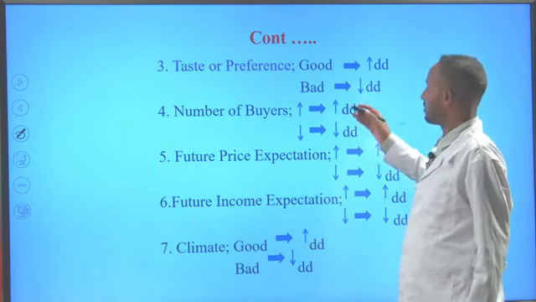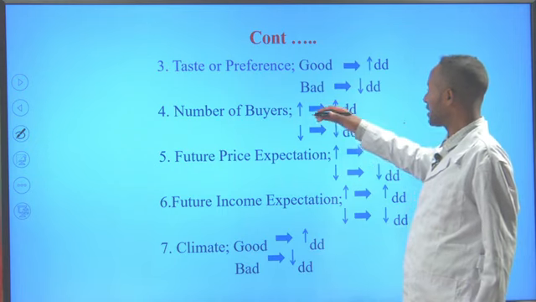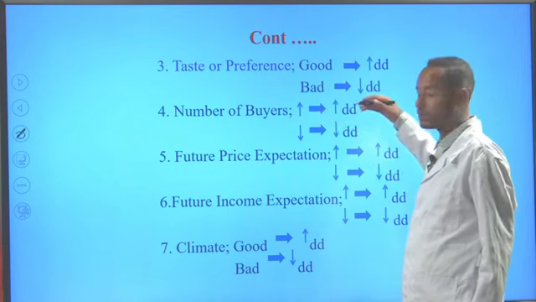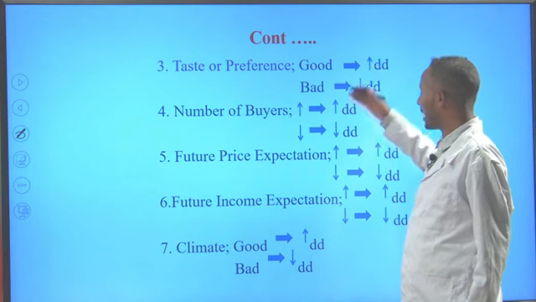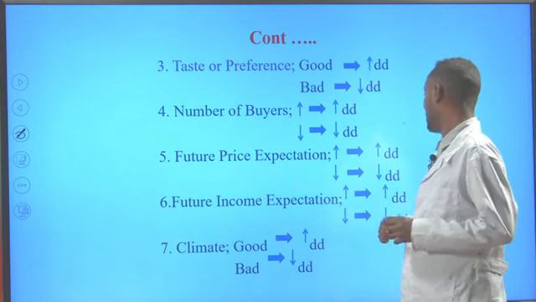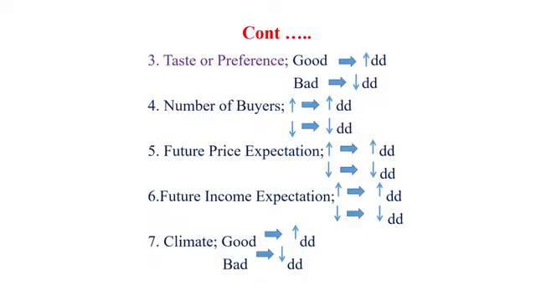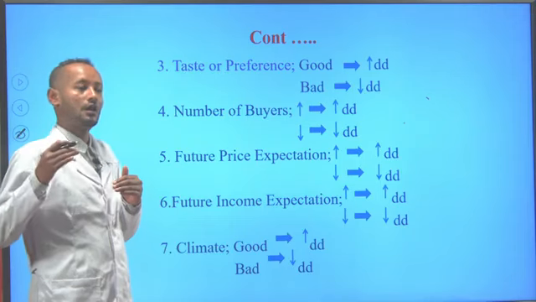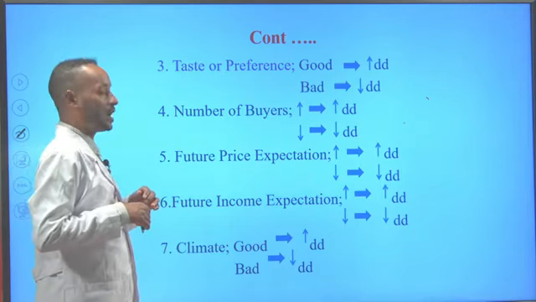Another determinant is the number of buyers. With an increase in the number of buyers, the demand for a commodity will increase, and with a decline in the number of buyers, the demand for a commodity will decline. Another determinant is future price expectation. If you expect higher prices in the near future, then you will buy more of a commodity now, and if you expect lower prices in the near future, then you will buy less of a commodity now.